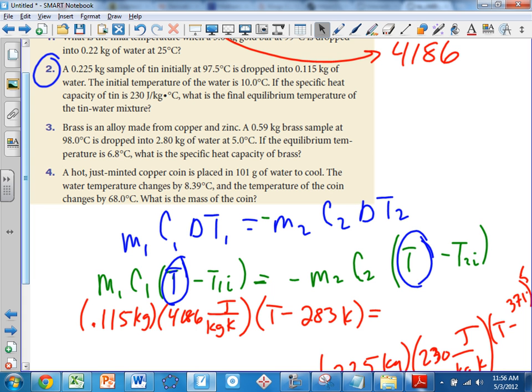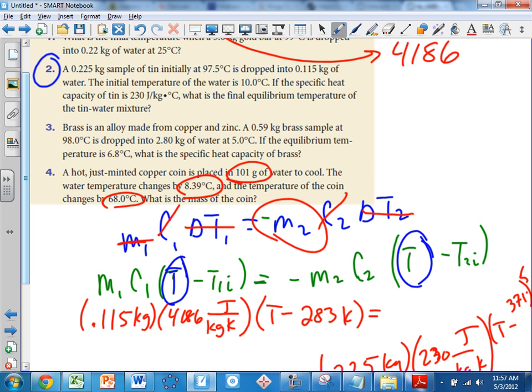Your goal is to find the mass of the coin. So given C for both, delta T for the coin goes here. Delta T for the water goes here. That's in the problem. Coin, water. Mass of the water goes here with it. Solve for the last mass that's there. Again, all of these problems are simply rearranging formulas. That's all you're doing every time. It's just to know where to put stuff, okay?